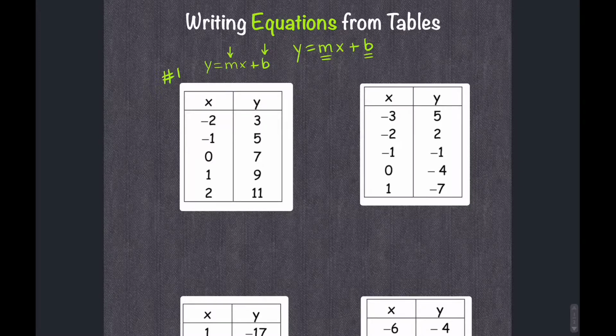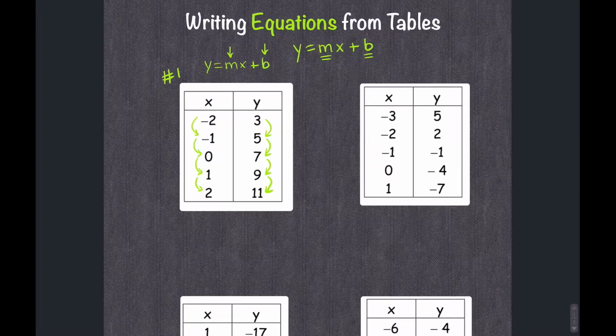Now there are 2 different ways that we found slope this year. One of them was simply trying to find the rate of change and examining the change in x and the change in y. And that is a very good, effective way of finding the rate of change, which is also called the slope.